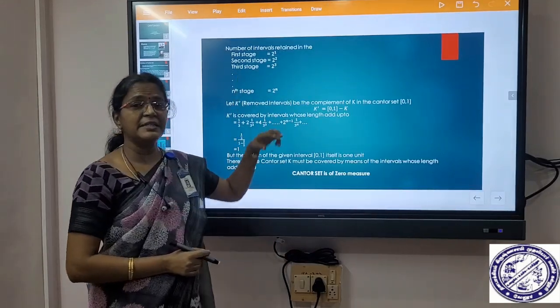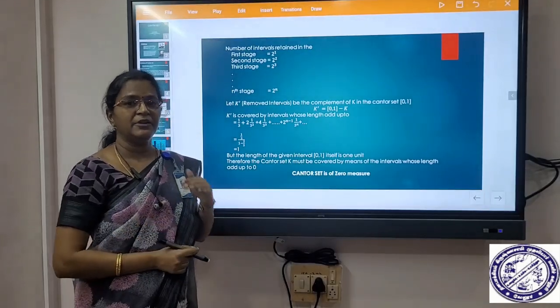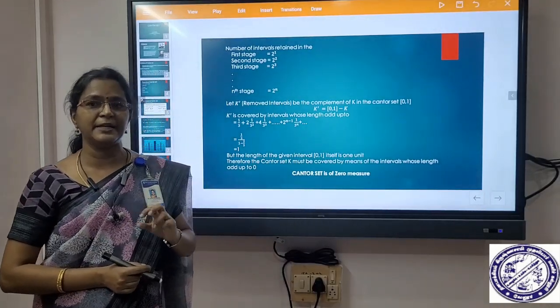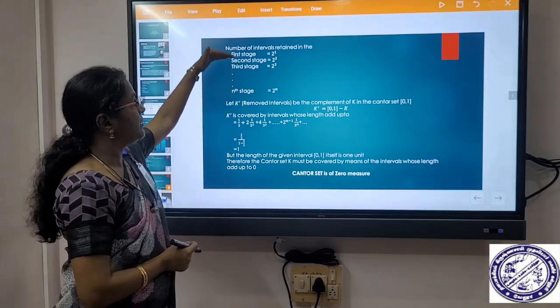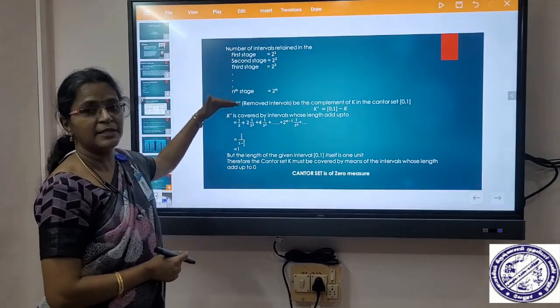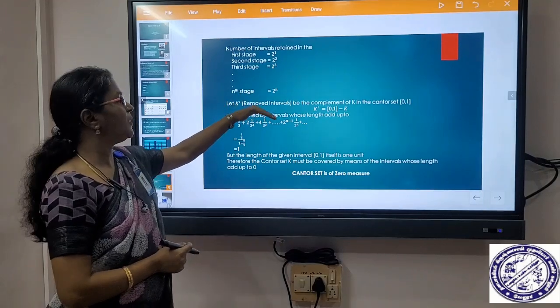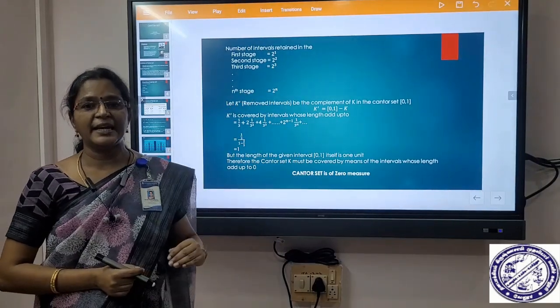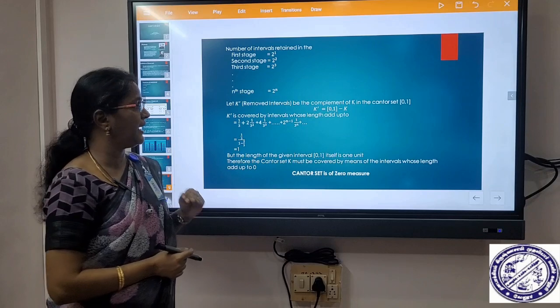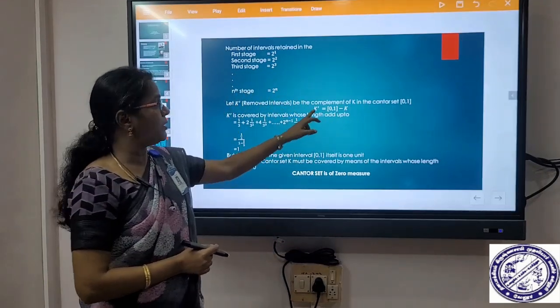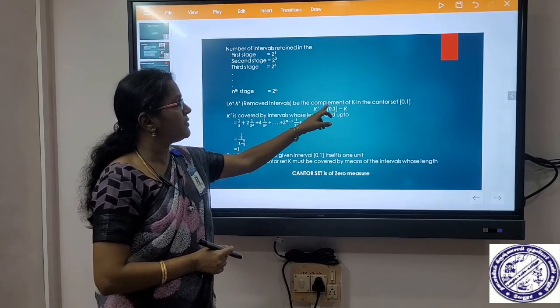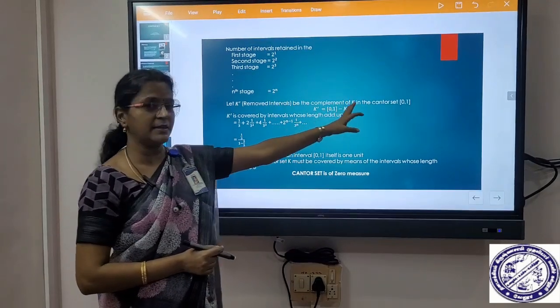And the number of intervals retained in each step: in the first step the number of intervals retained is 2, and in the second step it is 4, and it continues like that. At the nth stage the number of intervals retained is 2 power n. So let us consider K dash, the complement of the Cantor set K, and we write that complement K dash as the closed interval [0, 1] minus the Cantor set K.